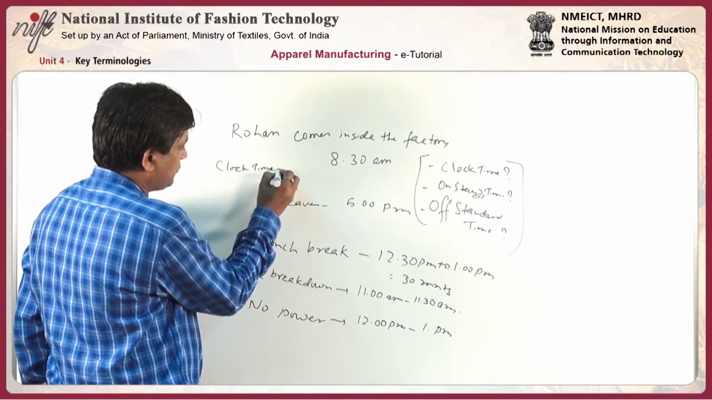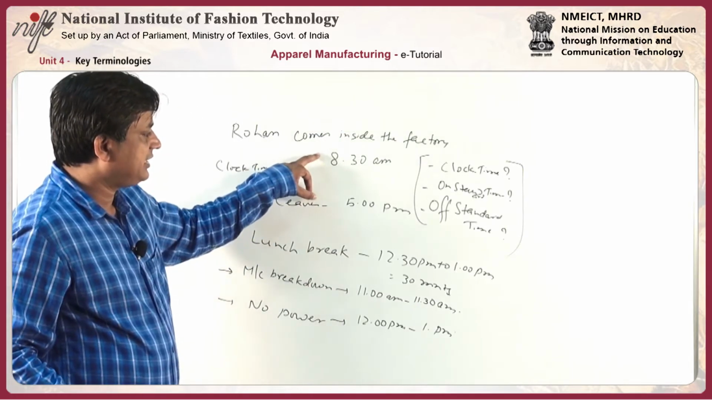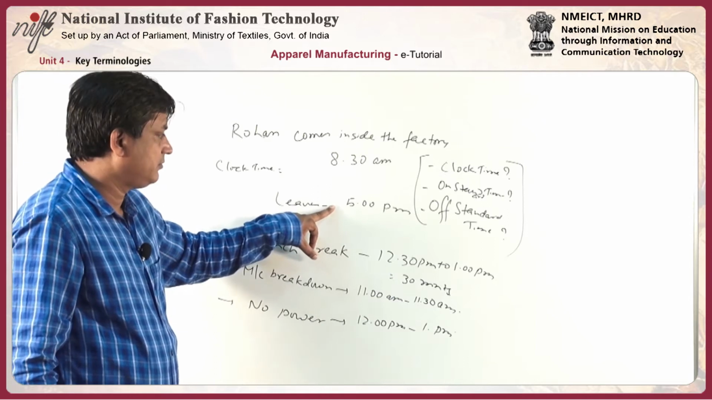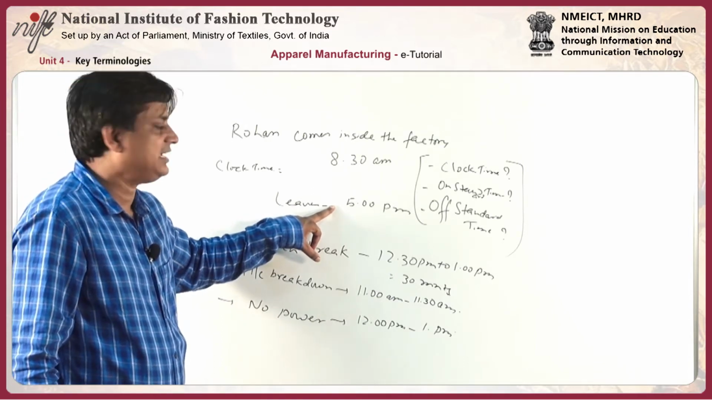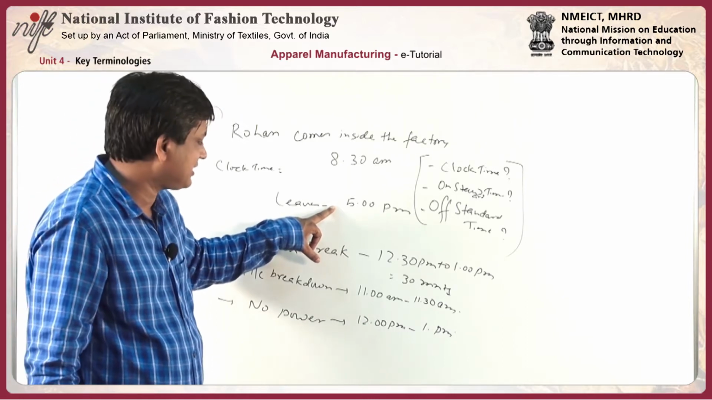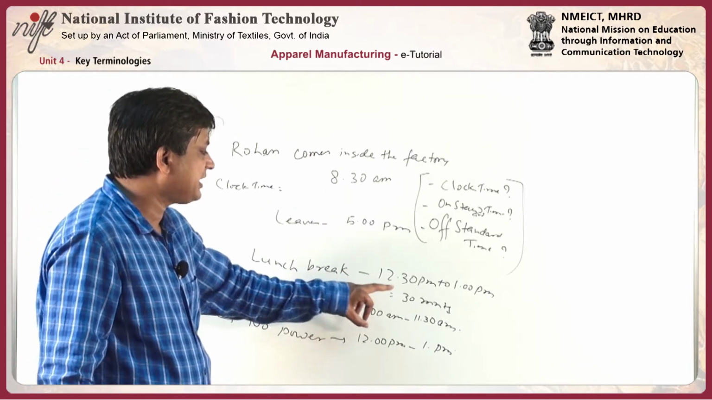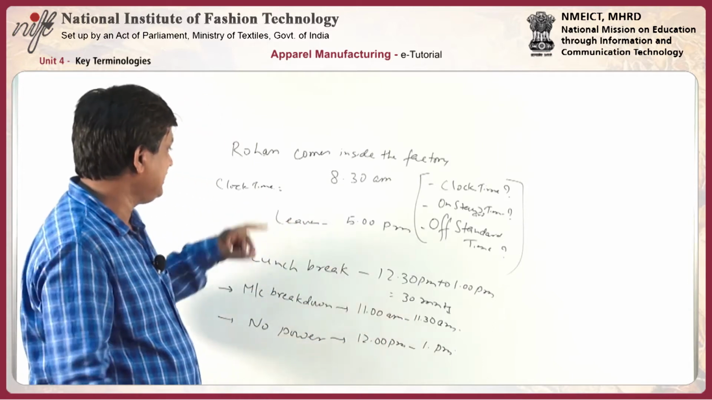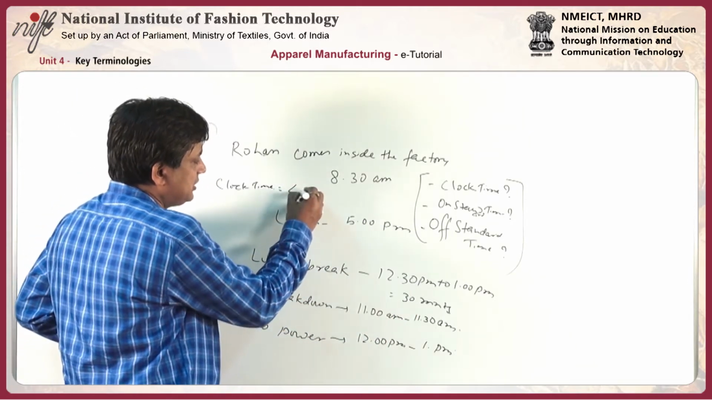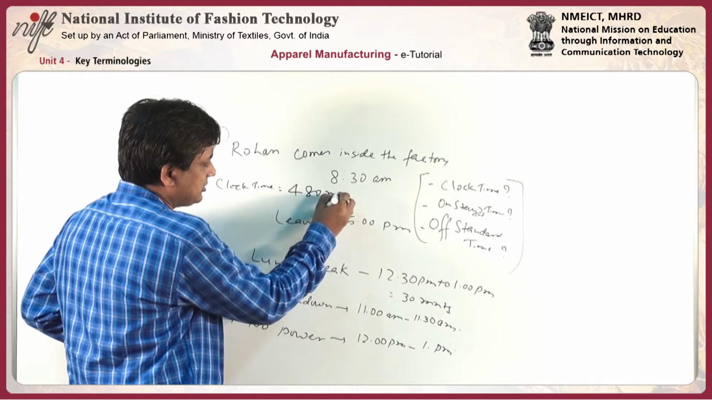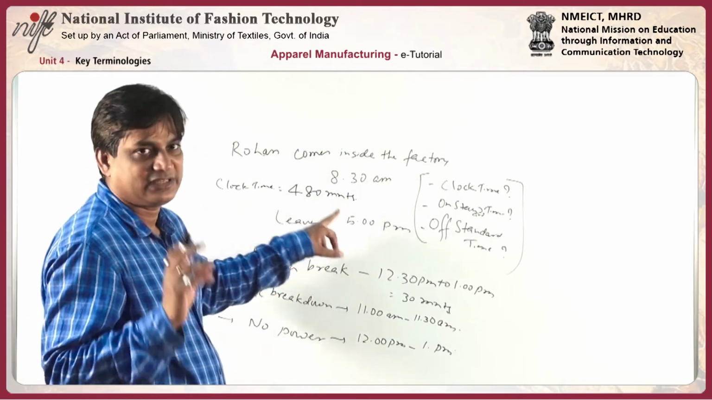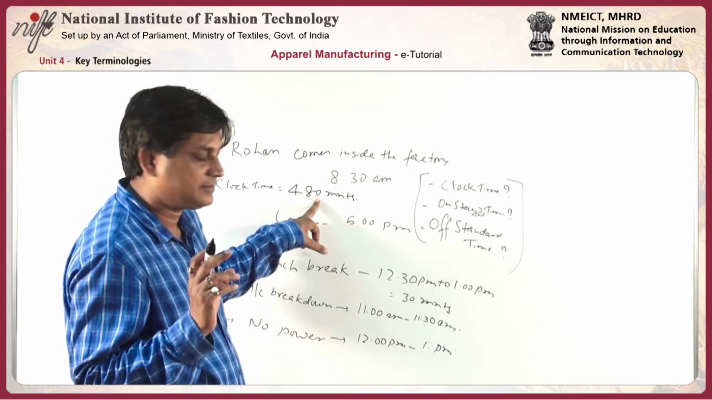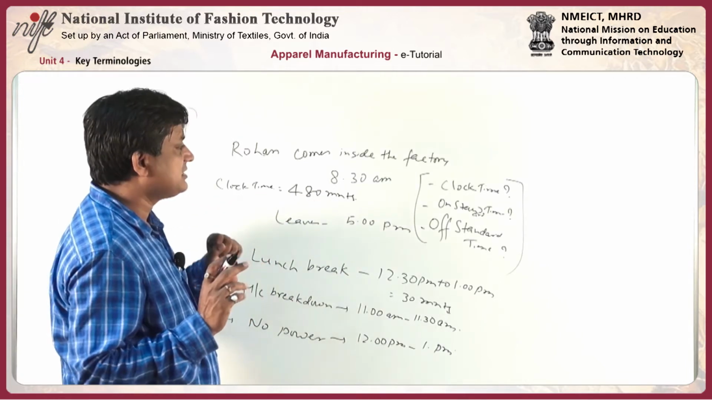First is the clock time. Clock time is 8:30 a.m. to 5 p.m. Its total is 8 hours 30 minutes, that is 8.5 hours. He is inside the factory, and lunch break time is 30 minutes. So here his clock time is 8.5 hours minus 30 minutes, which is 8 hours. 8 hours is 480 minutes. So 480 minutes is the clock time.